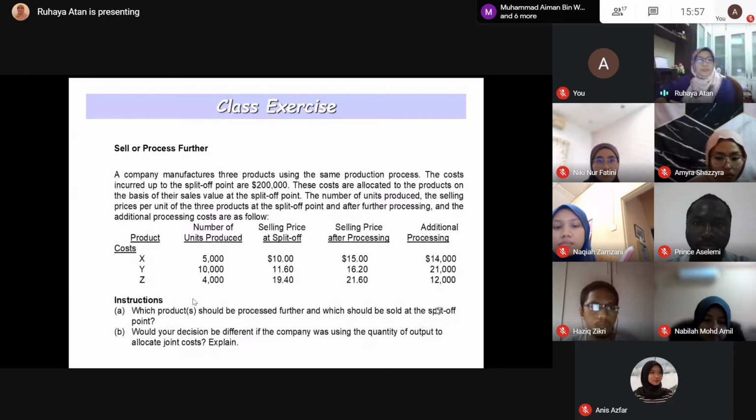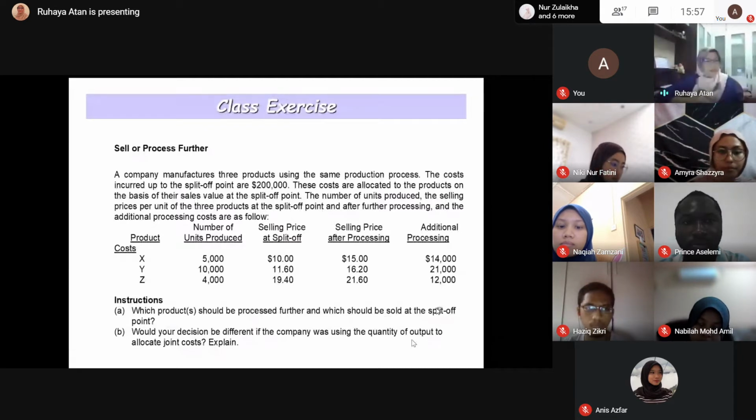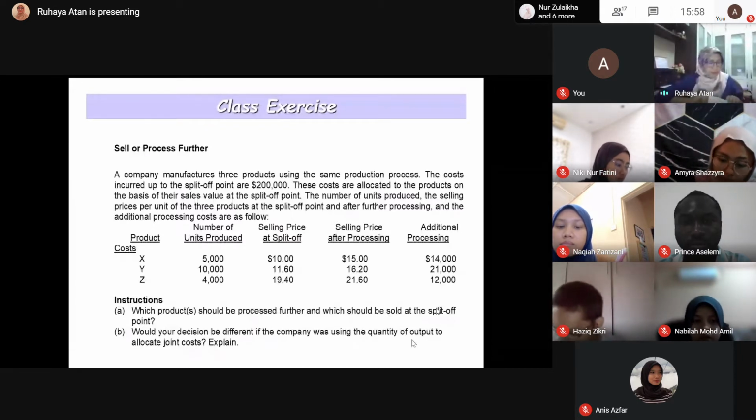And the next question is, would your decision be different if the company was using the quantity output to allocate joint costs? So can you have a look at this one and try to figure out and do the incremental analysis of it?